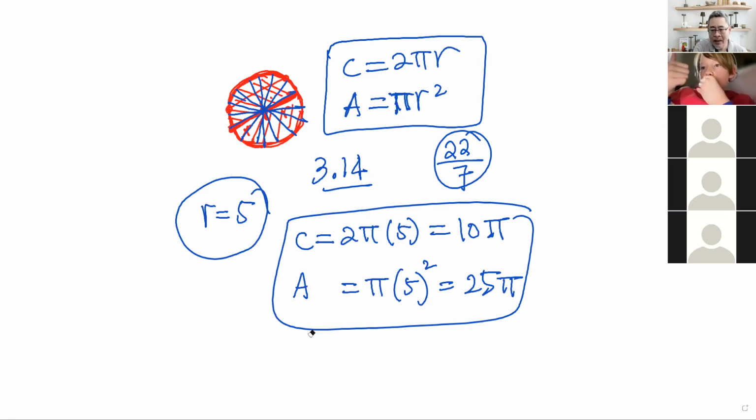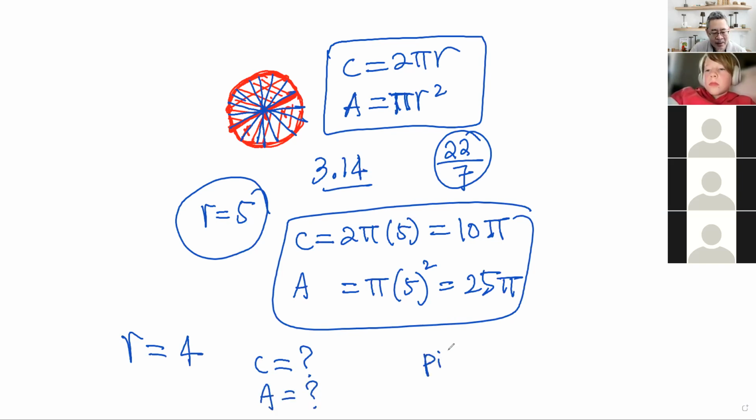Yes. Okay, now I'll give you something to try. You type in: now our r is 4. What is our circumference? What is our area? For the pi, just write it as pi, okay?